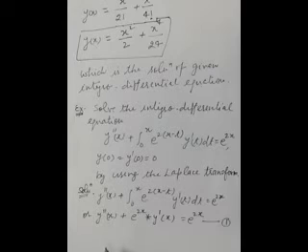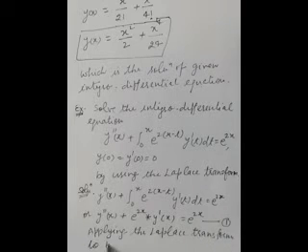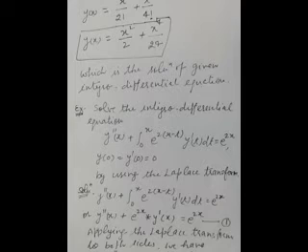Now applying the Laplace transform to both sides, we have the Laplace transform of y double dash x plus the Laplace transform of the convolution of exponential of 2x and y dash x is equal to the Laplace transform of exponential of 2x.